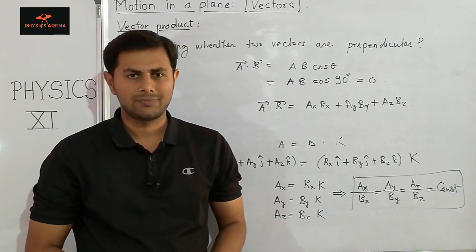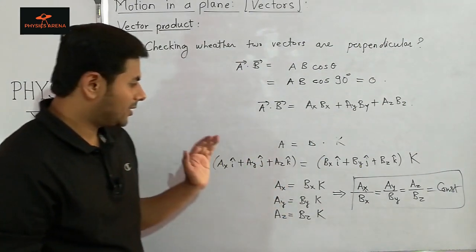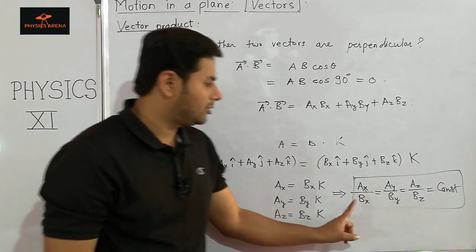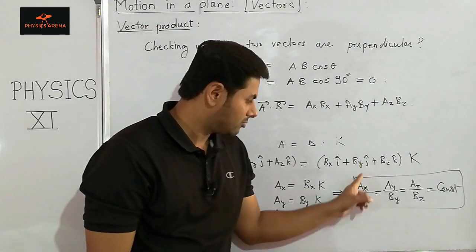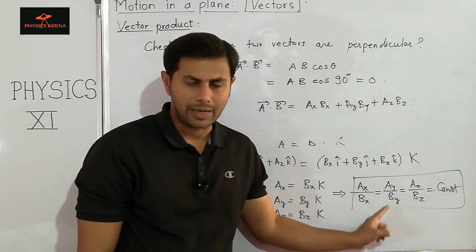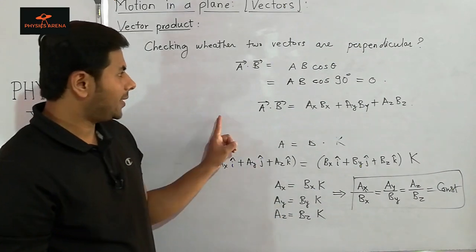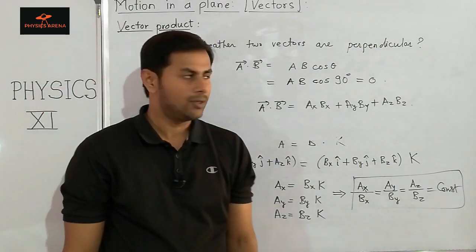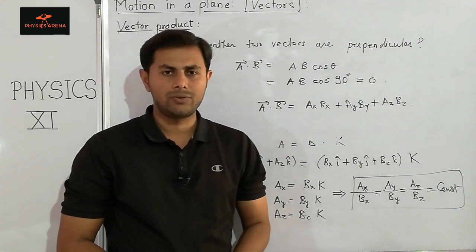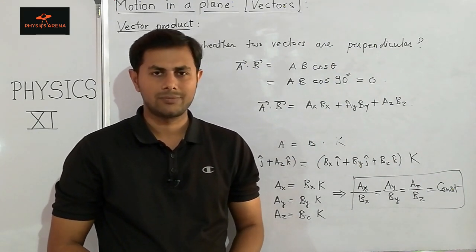Okay, so to check whether two vectors are parallel, we'll do this thing. We'll find the ratio of components. If it is same, they are parallel. And to check whether two vectors are perpendicular, we'll find the scalar product. If scalar product is 0, two vectors are perpendicular.